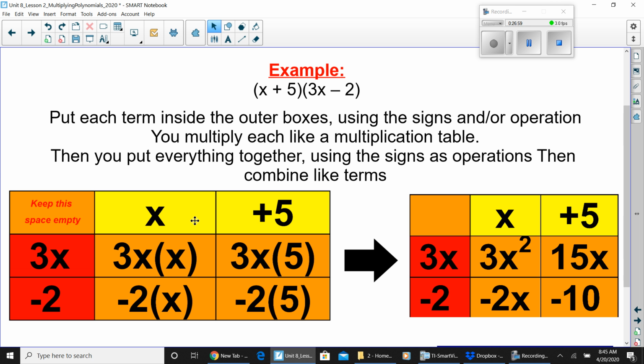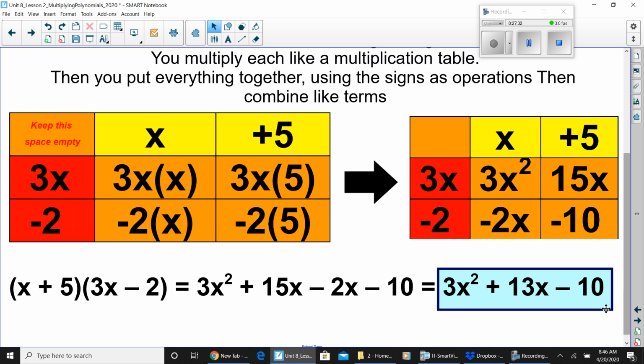This doesn't look like the box, but it's the same thing. You have x plus 5, that's what I usually do. I put this x plus 5 right on the top here, and then this 3x minus 2. So you're just multiplying 3x times x. 3x times x is 3x squared. 3x times 5 is 15x. Negative 2 times x is negative 2x. Negative 2 times 5 is negative 10.